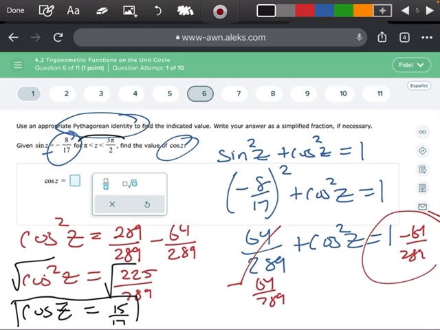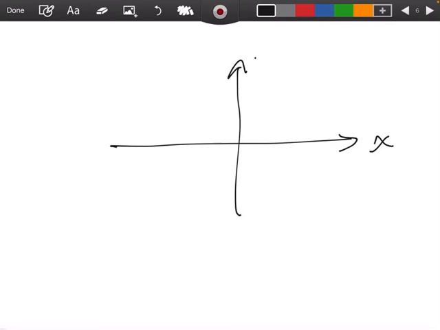But look what they're telling me here. They're telling me that my angle z is between pi and 3 pi over 2. So I want you to think about that for a minute. If I'm drawing my xy axis, right? So here's x, here's y. This, in radians, is when my angle is 0. This is when my angle is pi over 2. This is when my angle is pi. This is when my angle is 3 pi over 2. And then coming back, this would be 2 pi.